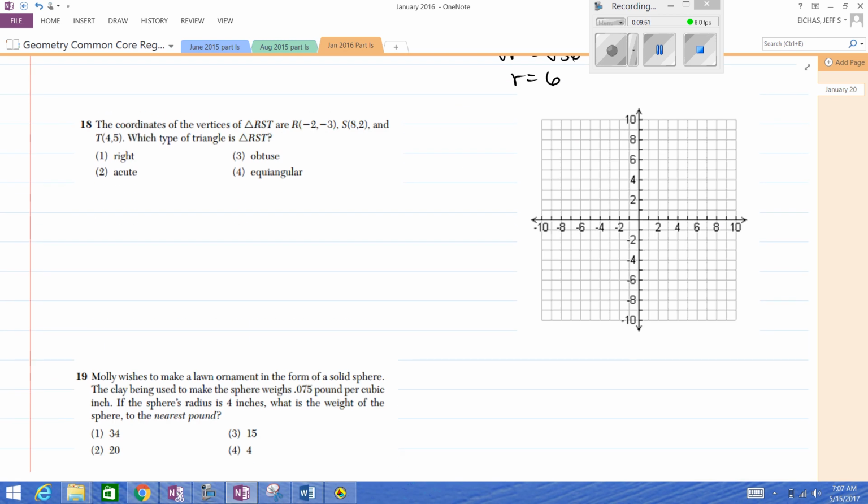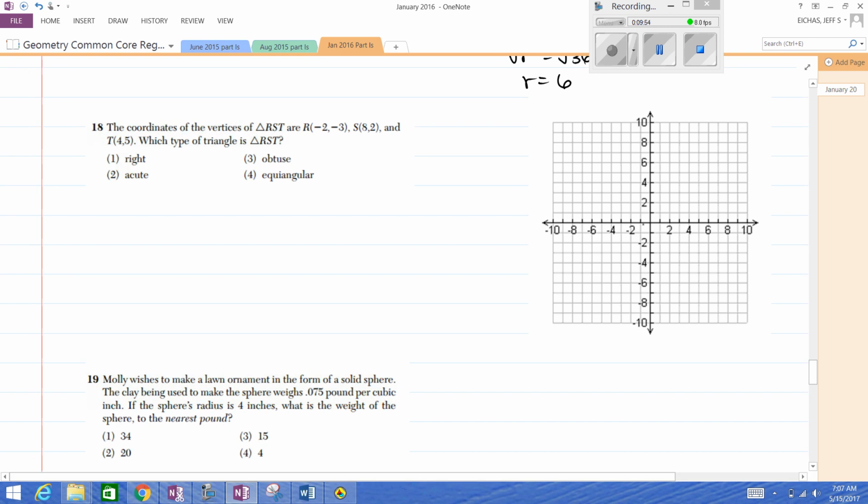All right. Now it looks like we're just going to have to graph this. R is at negative 2, negative 3; S is at 8, 2; and T is at 4, 5. All right, so RST. It's got a shot at being a right triangle, I guess, but we're going to have to do some kind of math to prove it. We might have a right angle there. I doubt that we have one at either R or S. To do this, we could either take a look at the slopes or the distances. I'm going to go with slopes.